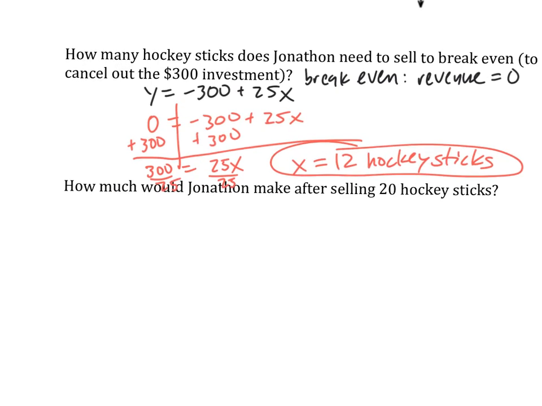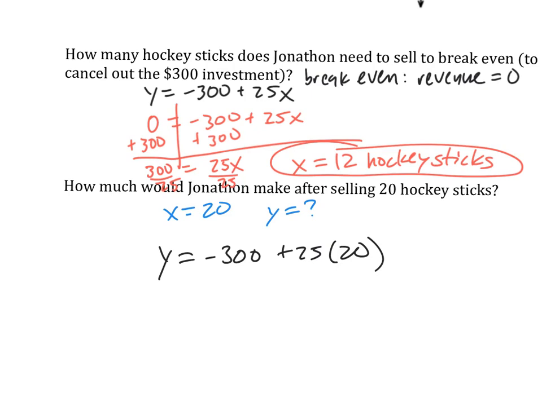Finally, how much would Jonathan make after selling 20 hockey sticks? Okay, so this is saying now that if we have x equals 20, how much money are we going to make? What will y be? Okay, so let's substitute 20 in for x. Negative 300 plus 25 times 20. And now we just need to simplify.